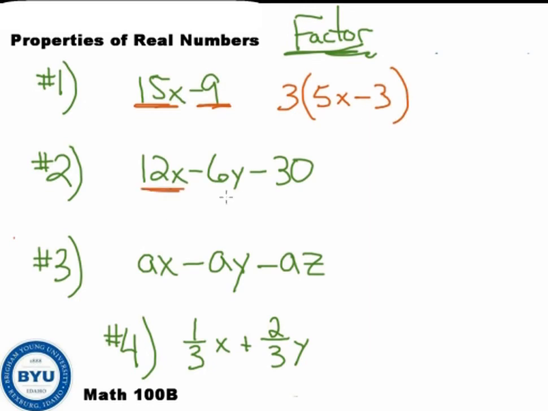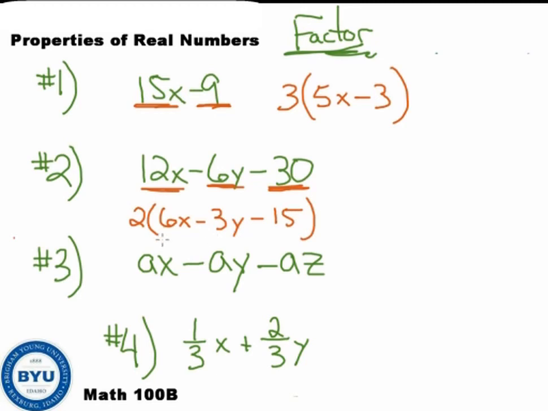On number 2, we've got 3 terms, and I say, okay, we've got a 12x, a 6y, and a 30. Now, 2 would have worked. If you pulled out a 2, note that you would have been left with 6x minus 3y minus 15.